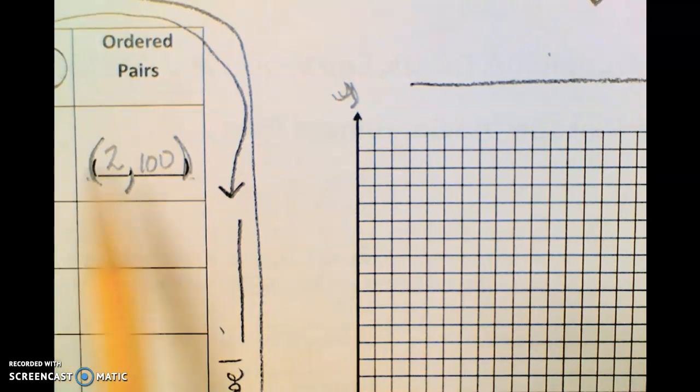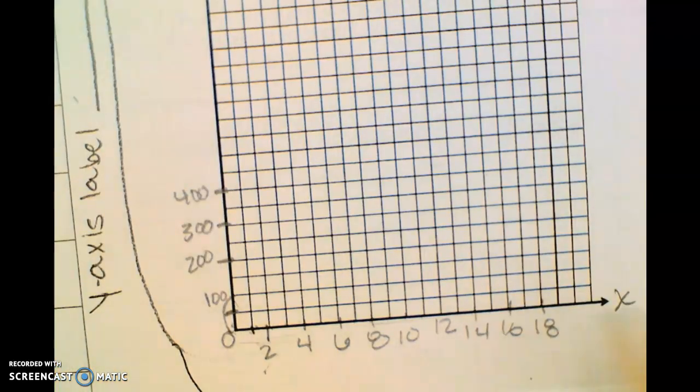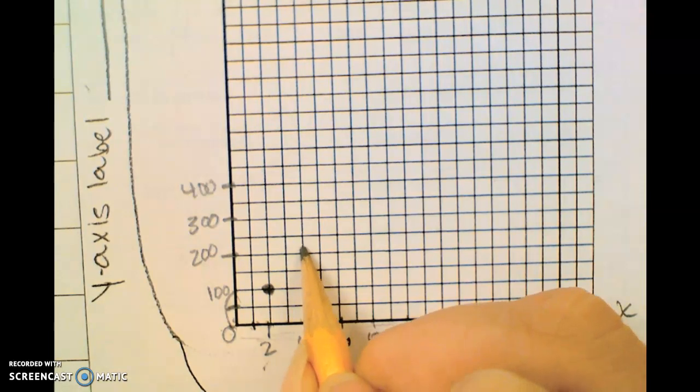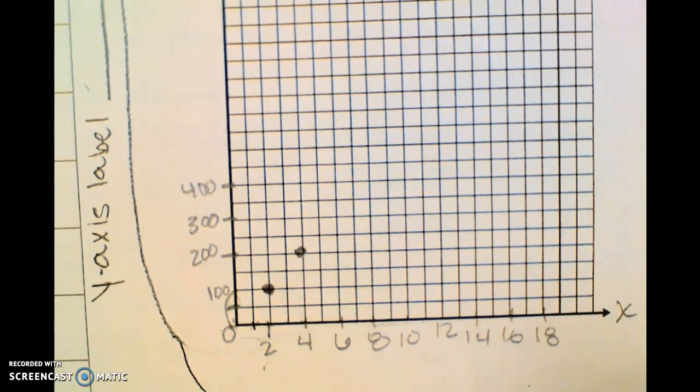And then when you go to chart your ordered pairs, remember that you need to go X, Y. You always go to the left or right first, then up or down. Left, X, Y. So since it's 2 and 100, I would go start at 0, go over 2, and then up to 100 and put a dot there to mark that. My next one was 4 and 200. So again, start at 0, go over 4, up to 200. Where they intersect, that's where I put the next dot.